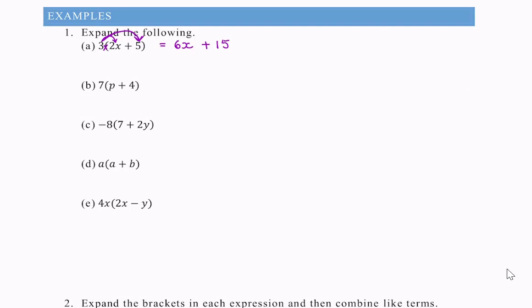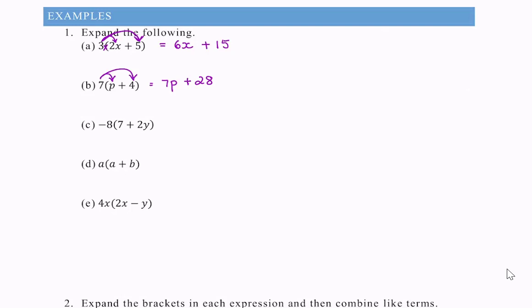You might want to pause the video and see if you can do part B. To do part B, I'm going 7 times p, which is 7p, and I'm going 7 times 4. 4 sevens are 28, so plus 28. And you can use your calculators if you're unsure.